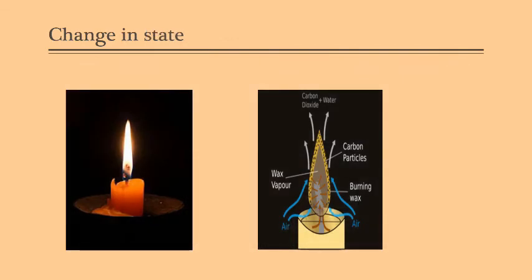Now for a final characteristic, which is change in state. As we know, a candle is made up of wax, which is a solid. Now when wax burns, water and carbon dioxide are formed. This means that during the combustion reaction of wax, the physical state changes from solid to liquid and gas.